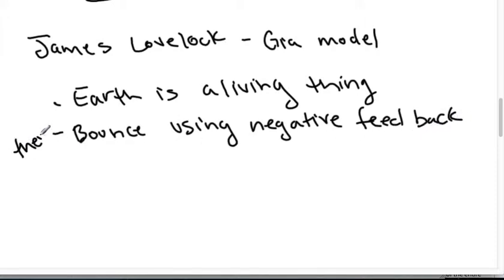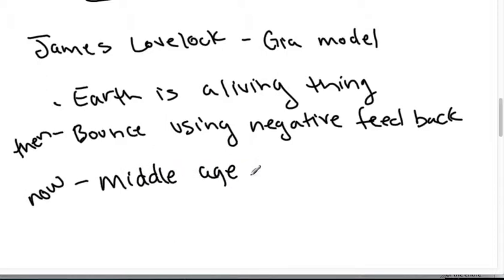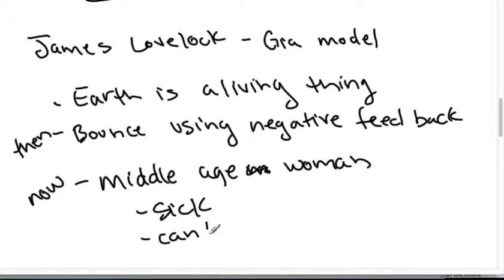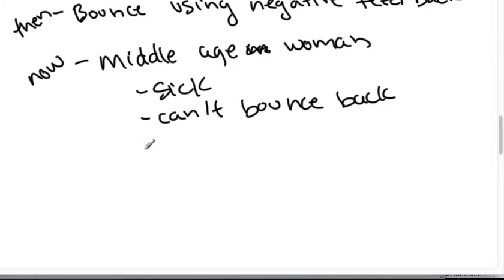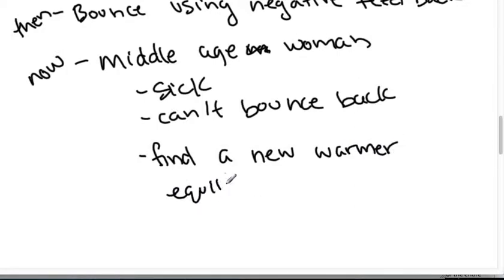And that was then. And he said now the Earth is kind of like a middle-aged woman. And she can't bounce back anymore. So she's sick, and she can't bounce back from the pollution, change in temperature. And because of that, we're no longer going to go back to our equilibrium, our happy temperature. We're going to find a new, warmer equilibrium. And that's because we've pushed the Earth too far and we've made the Earth sick.